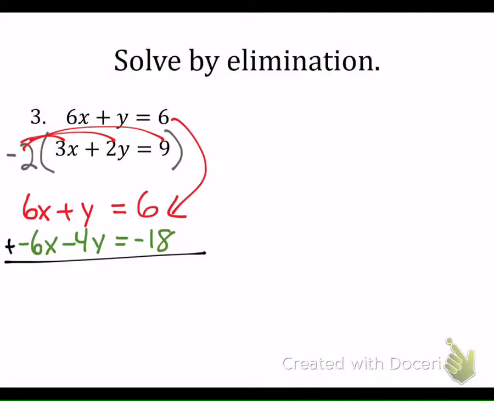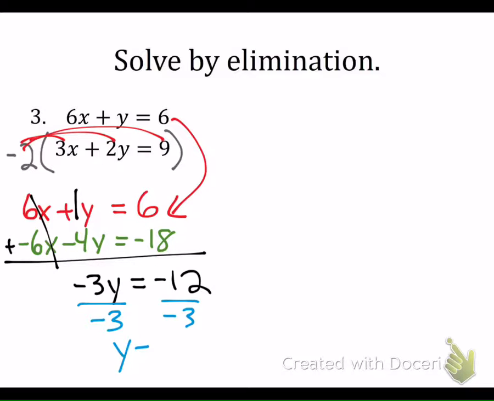What happens to 6x and -6x? Those are gone. This is -3y equals negative what? -12. Okay. What do I get for y? 4. Good.